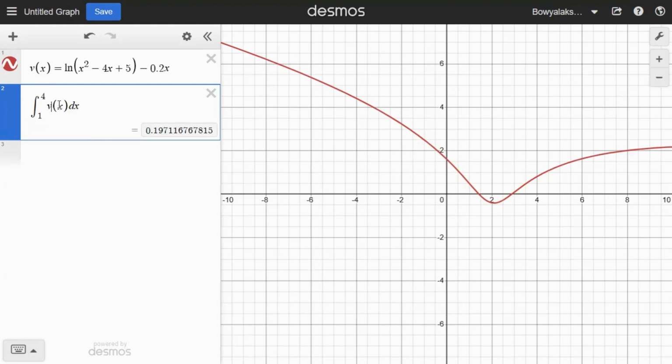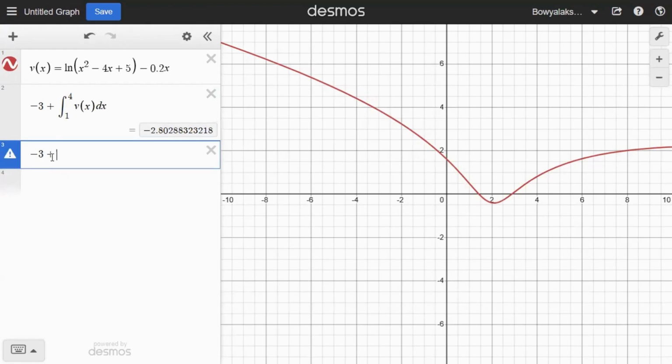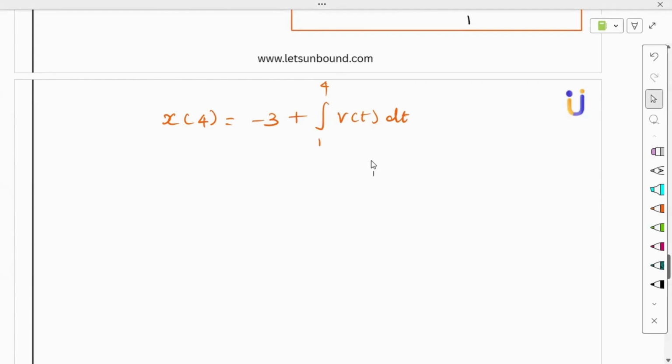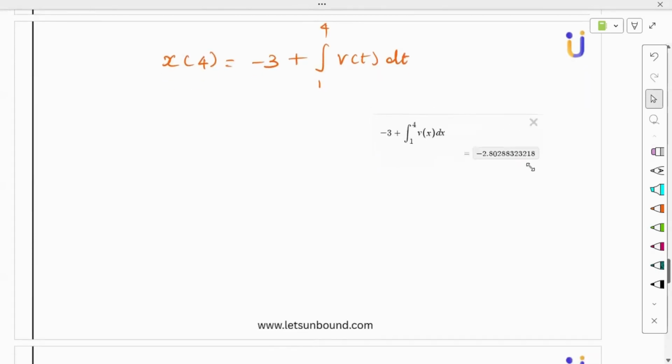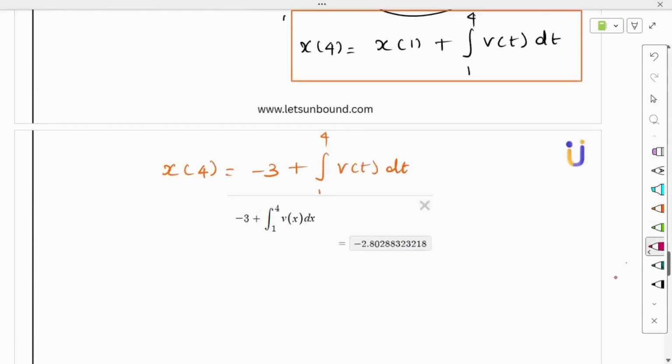So we got 0.19 something. The final value I need to calculate is minus 3 plus this. So let me add minus 3 also here. Minus 3 plus this, we got negative 2.80. So the full calculation is done here. Okay, there it's t. Here in Desmos, I used x. I hope you can understand the convention of the variable. Okay, here we go. So this is what we got for this. And finally, you can make it to 3 decimal places. So it will be negative 2.803.